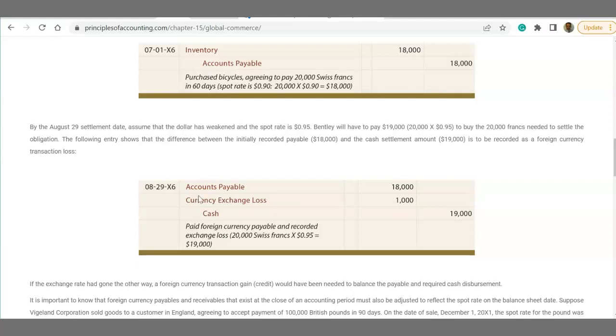But if it's not the end of the year yet, and you just need to pay it because it's right in the middle of the year, that's fine. So you just write a check for $19,000 to pay the liability, close your accounts payable, and record a loss. In this situation, because it's not the end of the year and it's actually happening, that's fine. You just record it as a regular loss.